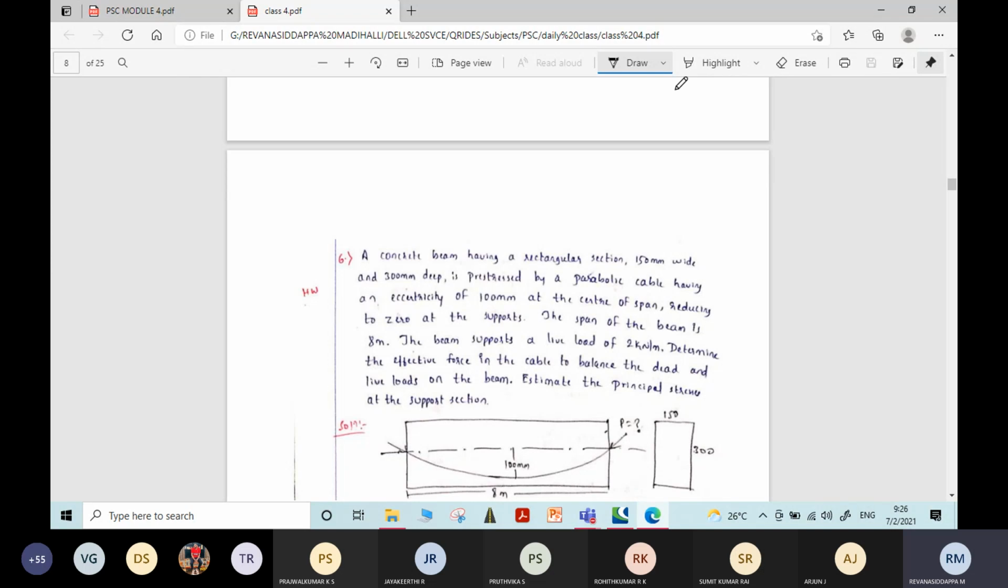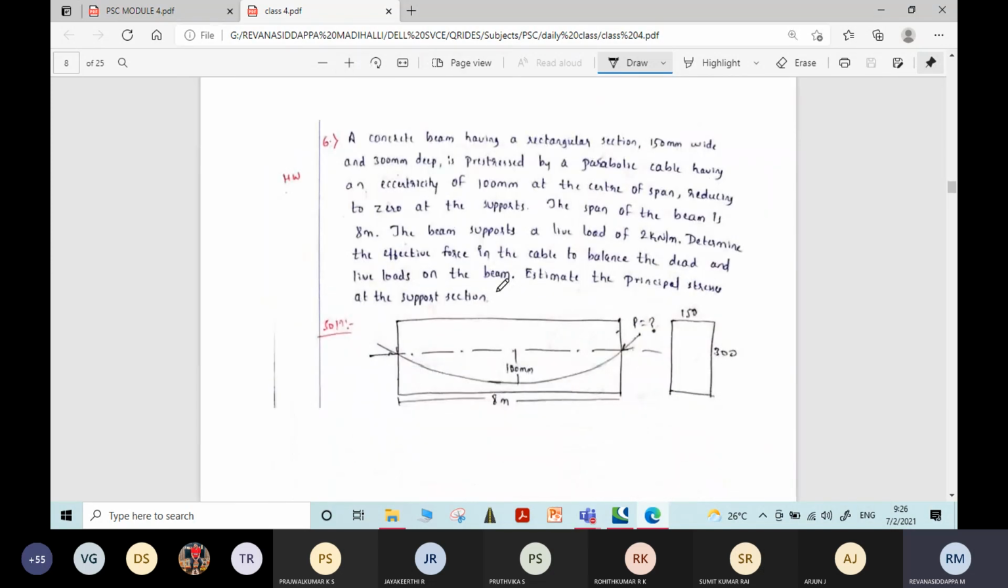Problem number 6. A concrete beam having a rectangular section 150 mm wide and 300 mm deep is pre-stressed by a parabolic cable having an eccentricity of 100 mm at the center of the span and reducing to 0 at the support. For the same data, I have written the figure. It is having 100 mm eccentricity at the center of the span and 0 at the support. Cross section of the beam given is 150 by 300. The span of the beam is 8 meter.